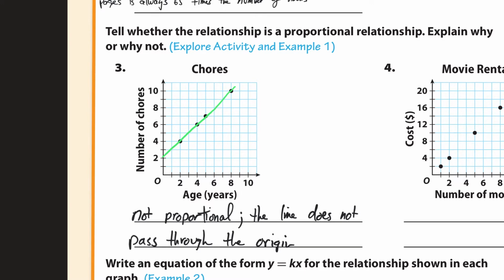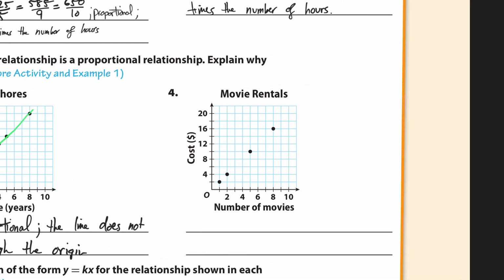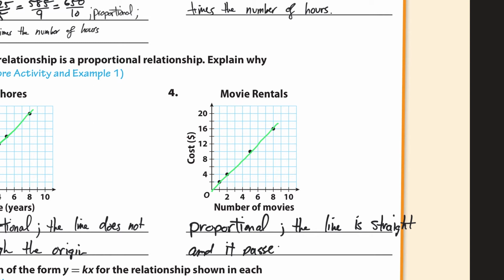Okay, so there's that. Let's check out this one. If I draw a line connecting the dots like this, boom, this will be proportional. The line is straight and it passes through the origin. All right.